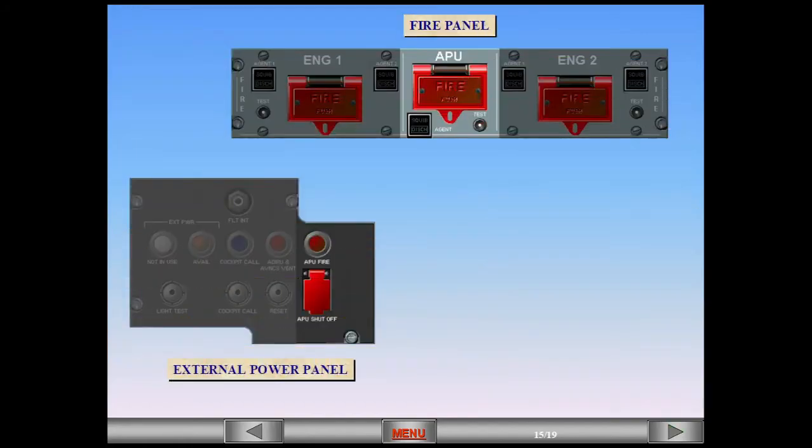An APU emergency shutdown also occurs when the APU shut-off push button on the external power panel is pressed, or when the APU fire push button on the fire panel is pressed. However, in neither case is the fire bottle automatically discharged.